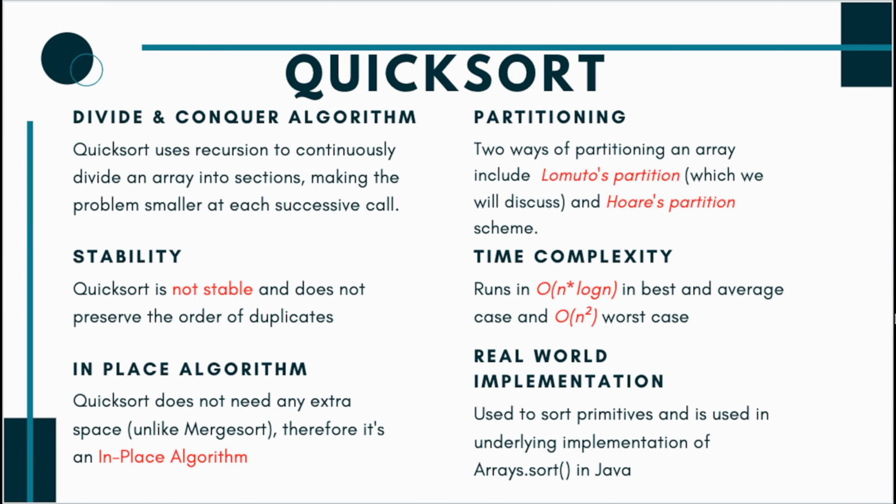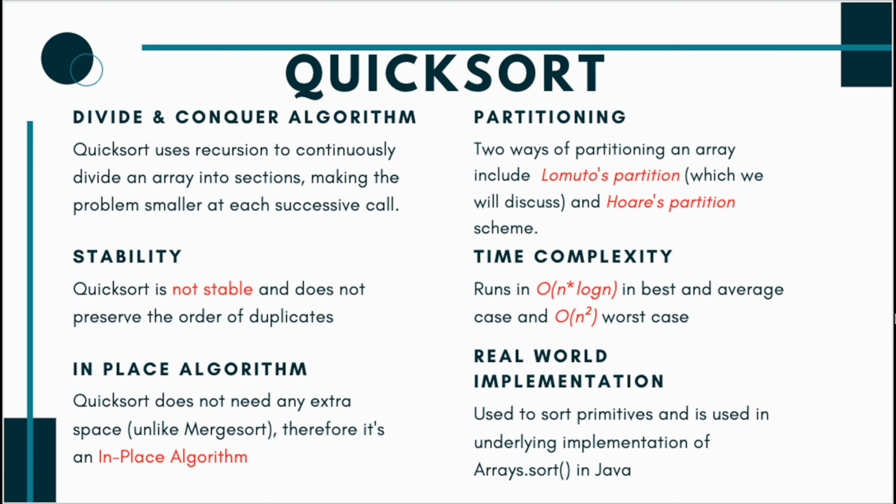And stability. What do we need to know about Quicksort in terms of stability? Well, Quicksort is not a stable algorithm. So what does that mean? It doesn't preserve the order of duplicates, unlike merge sort, which does. So the duplicates in merge sort appear in the same order that they came in the input array.